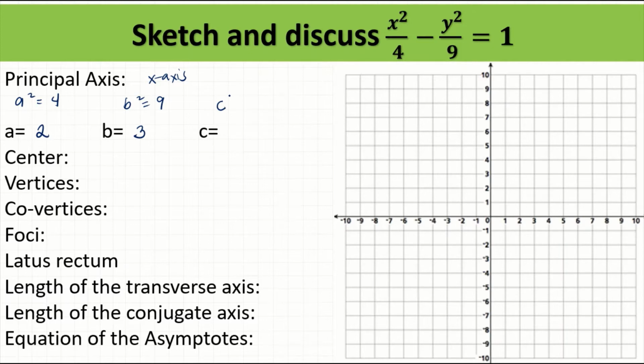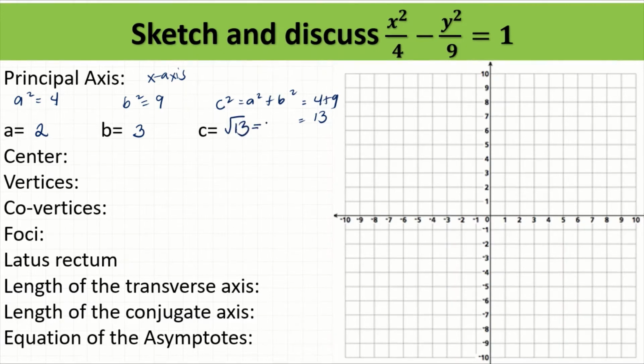And to get the value of c, c squared is equal to a squared plus b squared. And we have 4 plus 9, which is equal to 13. So, c is the square root of 13, or 3.61 units. So, a is 2 units, b is 3 units, and c is 3.61 units. Obviously, for the center, we have (0, 0). To get the vertices, co-vertices, and foci, let us plot this center.